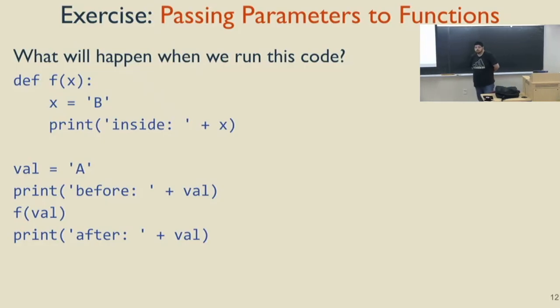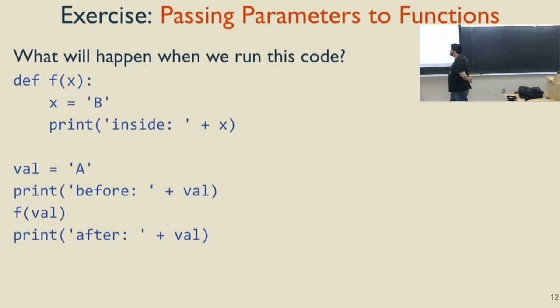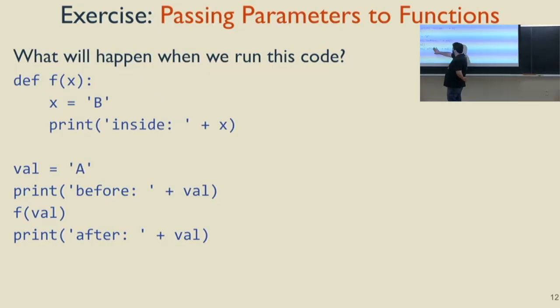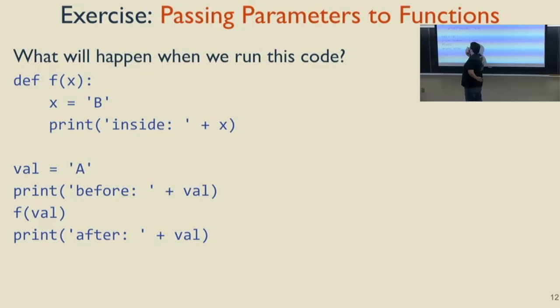Maybe an error on f val. Why would that be? Just since strings are immutable. Strings are immutable. So when we want to pass the val, which is A, Python says, I don't know if you're trying to pass A, but it's B.